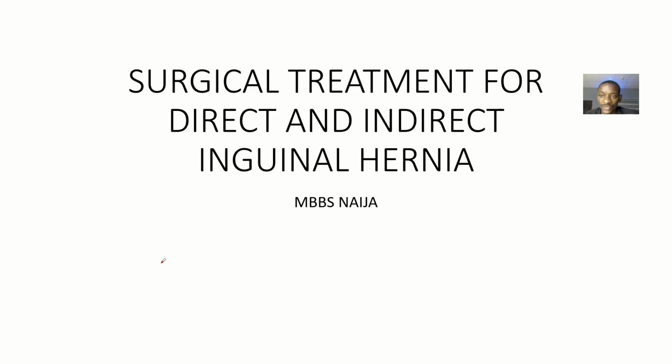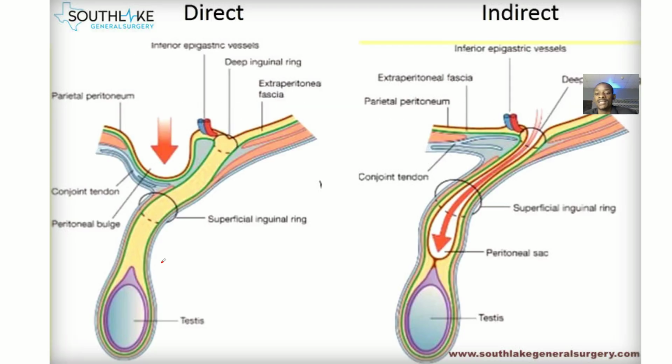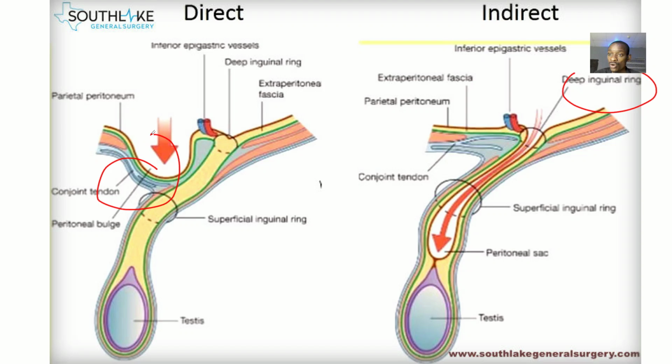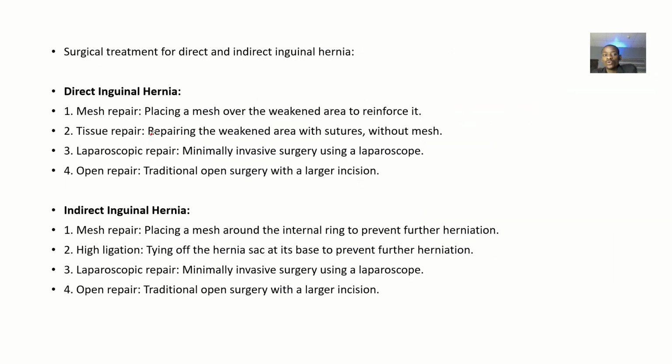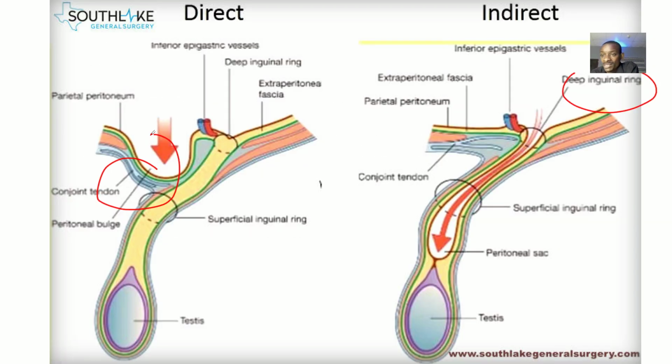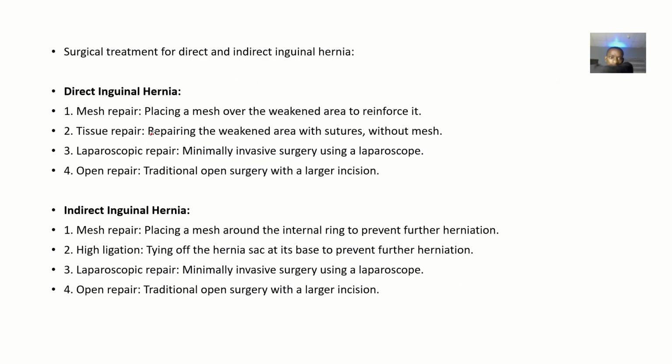The two types of inguinal hernias are the direct and indirect inguinal hernia. For the indirect inguinal hernia, it is occurring through the what? Inguinal ring. For the direct, it is just occurring through the abdominal wall right there. Okay? So we're actually looking at the surgical treatments, like surgical approaches that might be nice for these two types of what? Inguinal hernia. So surgical treatment for direct and indirect inguinal hernia.